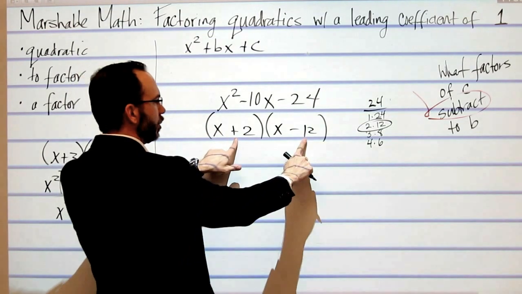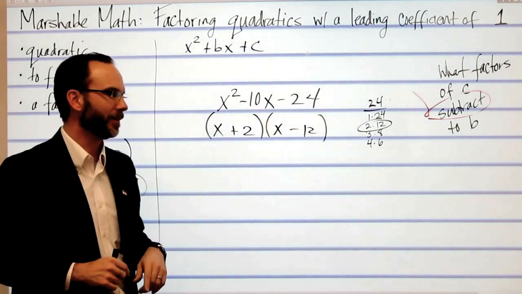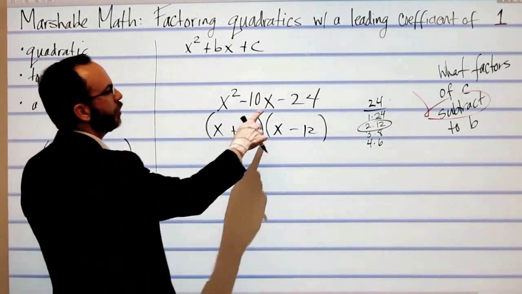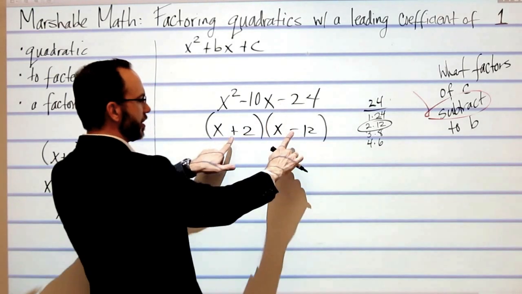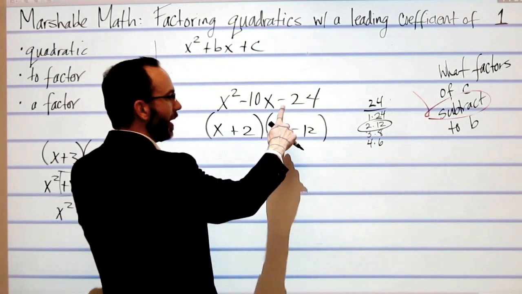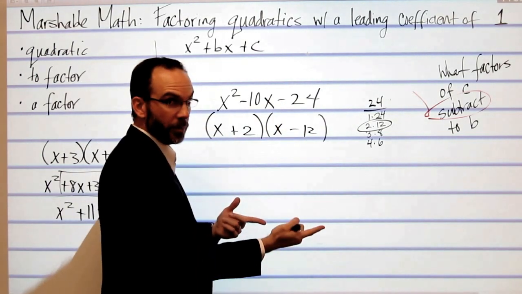When I multiply them, do I get a negative 24? Positive 2 times negative 12? Yeah, negative 24. Okay, good job. Now, let me bring up a point. Whenever your C term is negative, you know that your signs in here must be opposite from each other. Okay? How do I get a negative 24? One of them's got to be positive and one of them's got to be negative when I multiply, right?